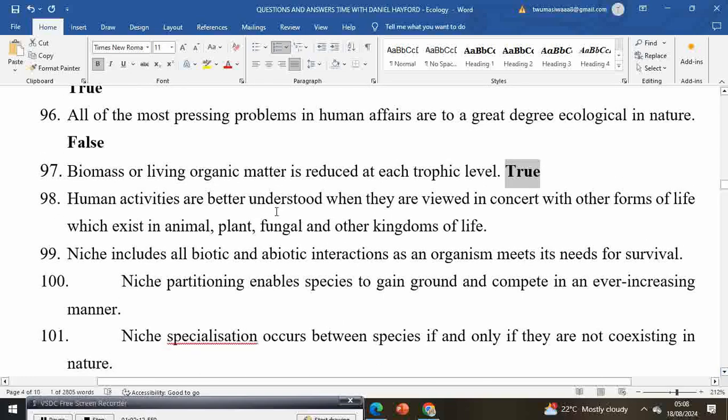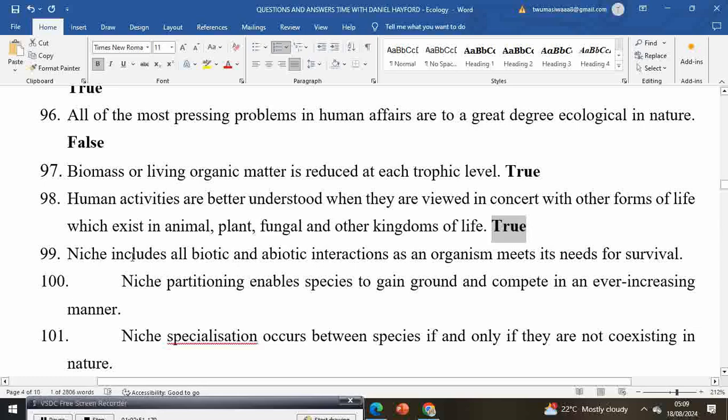Now, question number 98. Human activities are better understood when they are viewed in concert with other life forms which exist in plants, animal, fungi, and other kingdoms of life. Let me read it again. Human activities are better understood when they are viewed in concert with other forms of life which exist in animal, plants, fungi, and other kingdoms of life. This is a true statement.